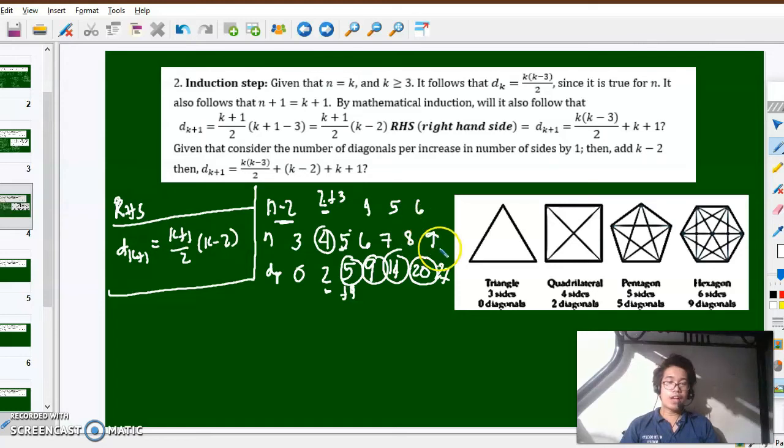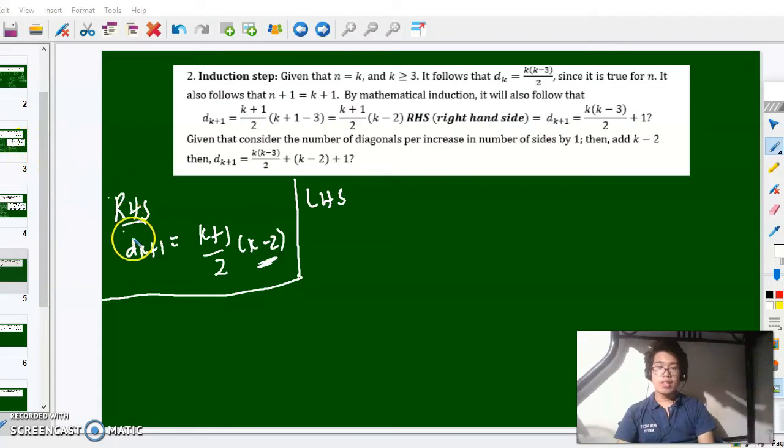And then we have here 9. So 9 minus 2 is 7, and then 7 plus 20, you get 27. Okay, so now that we have our right hand side, the value of our right hand side is d sub k plus 1 is equal to k plus 1 all over 2 times k minus 2. How did we get that?